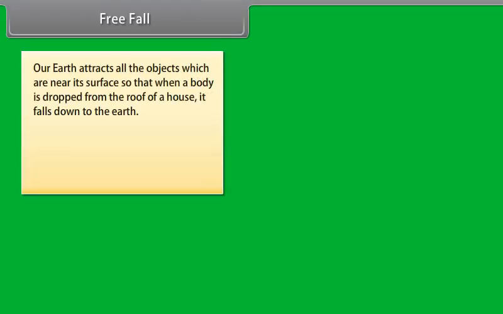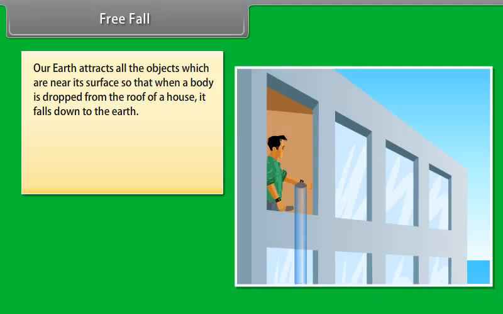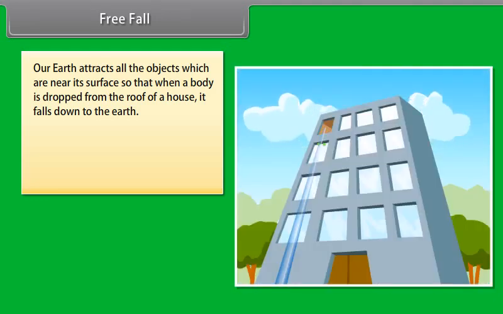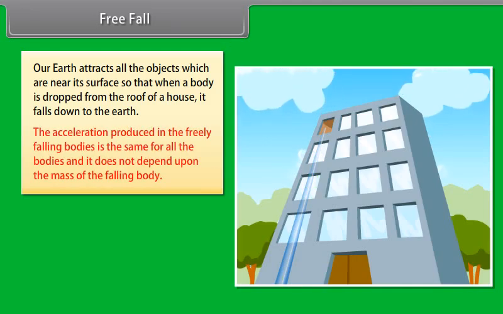Free fall. Our earth attracts all the objects which are near its surface, so that when a body is dropped from the roof of a house, it falls down to the earth. The acceleration produced in freely falling bodies is the same for all bodies and it does not depend upon the mass of the falling body.